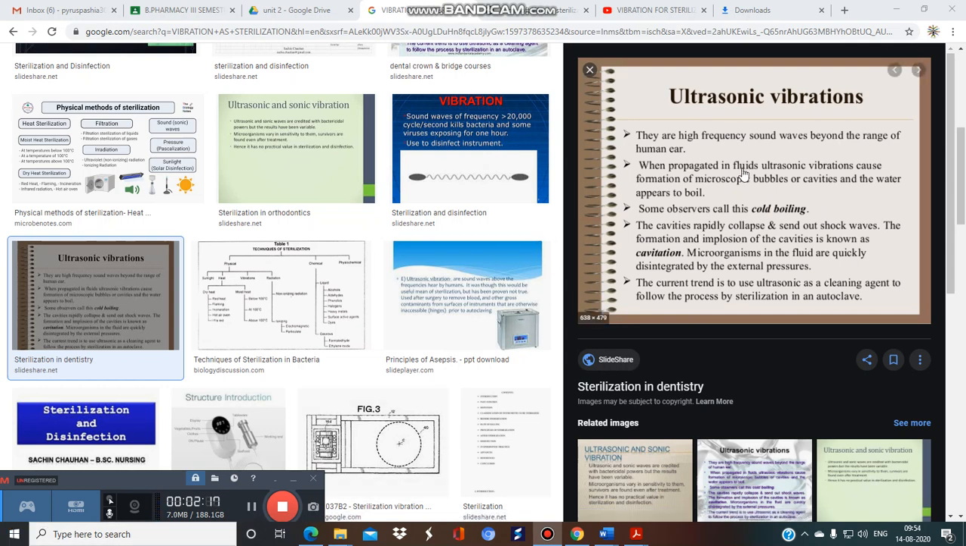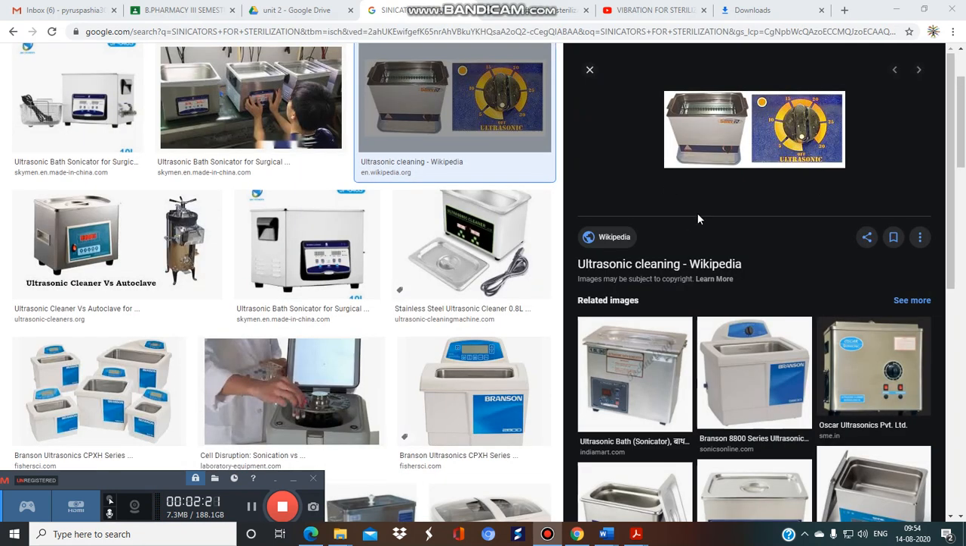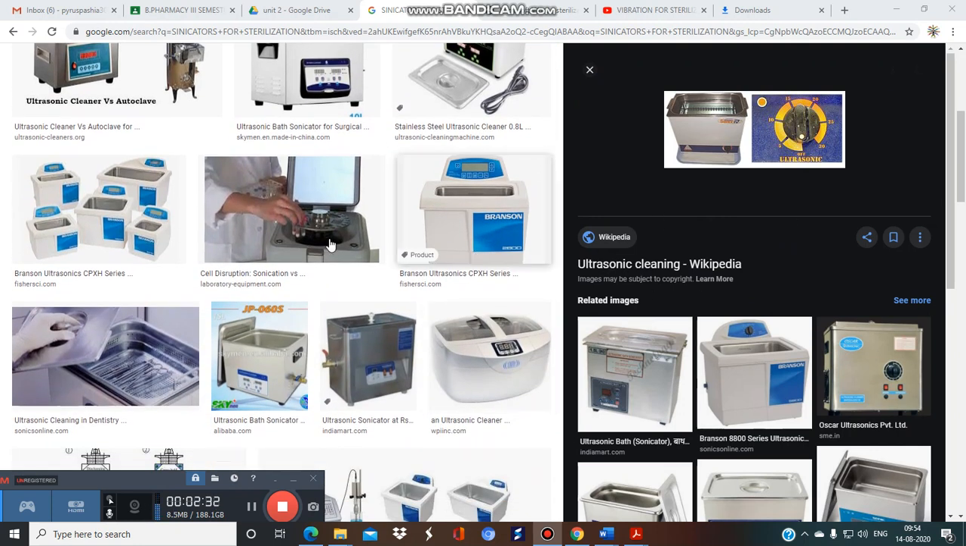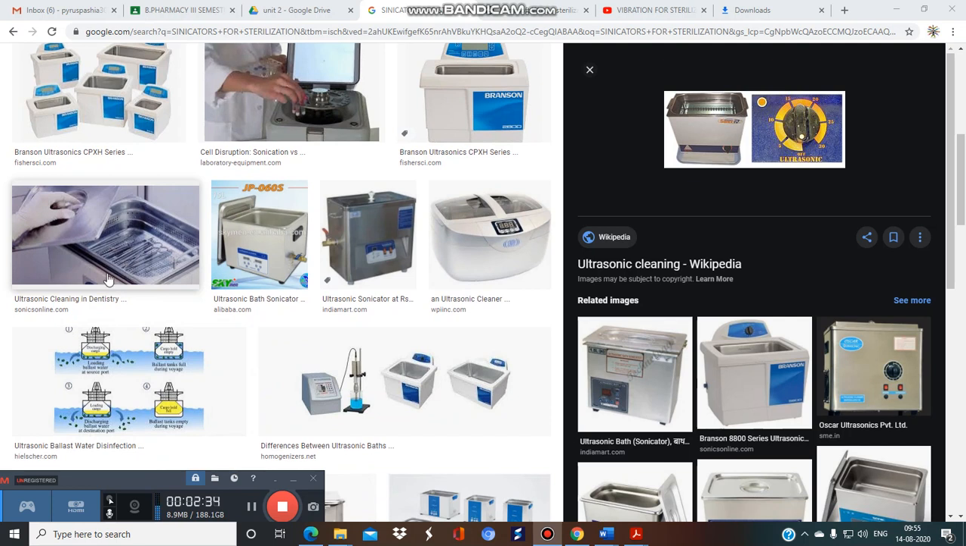Let's see some photographs of the instrument that is used to sterilize. Here this is the ultrasonic apparatus. Ultrasonic cleaning is done. The ultrasonic apparatus is also known as an ultrasonic bath, because we will immerse the sample this way. In dental practice, ultrasonic cleaners, or you can say ultrasonic baths, are frequently used.